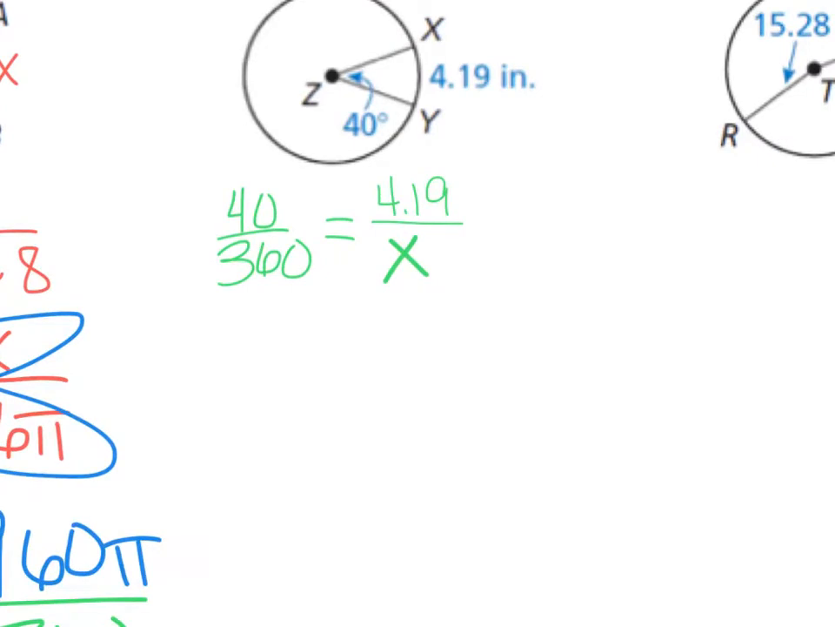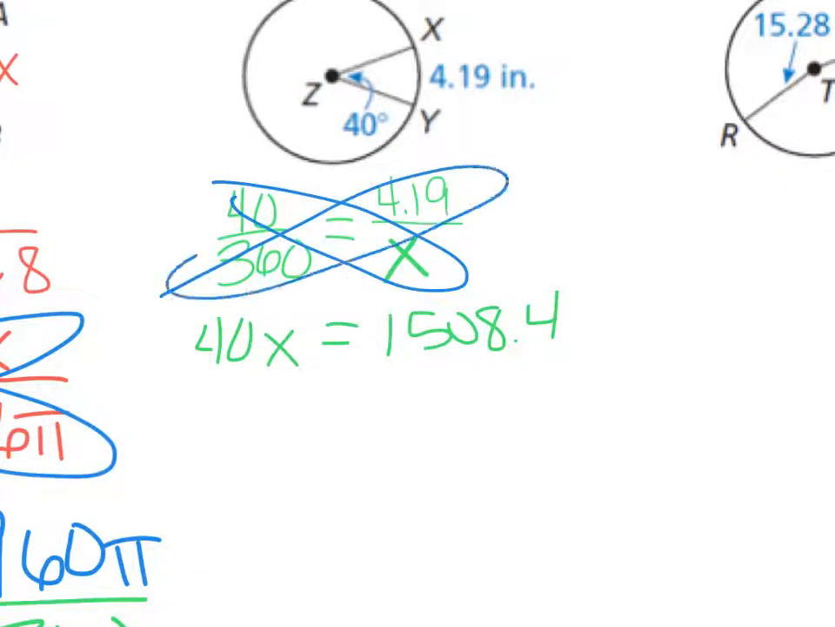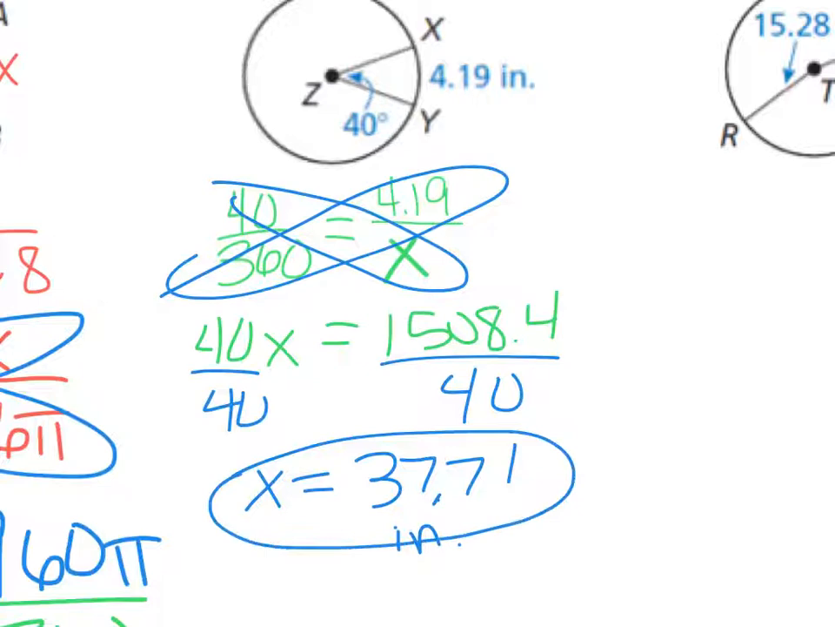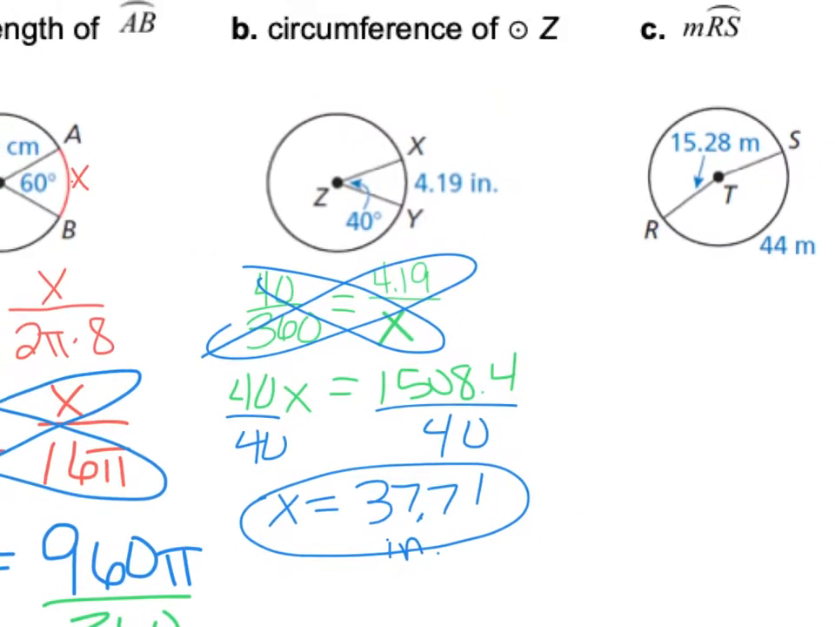So we're just going to put x on the bottom because we want the whole circumference. And if we go ahead and do our cross multiplying, we get 40x equals 1508.4, because I just cross multiplied here. 40 times x, 360 times 4.19. If I divide 40 on both sides, I get that x equals 37.71 inches, which means based on that information, we should always go back and make sure that things make some sense, right?